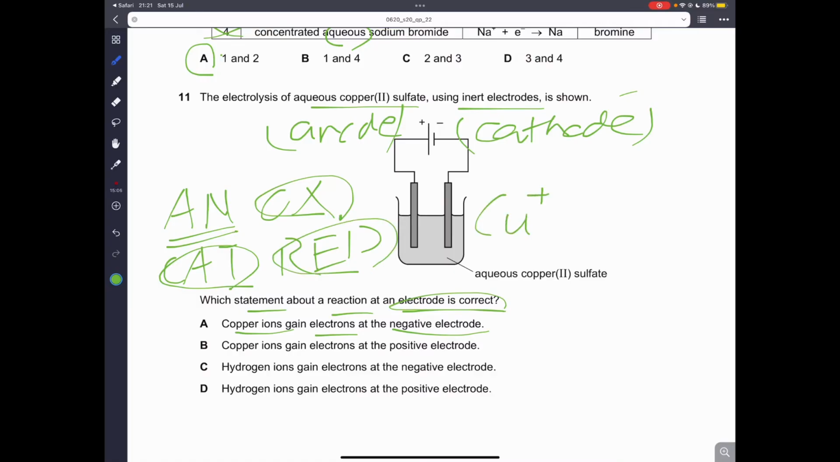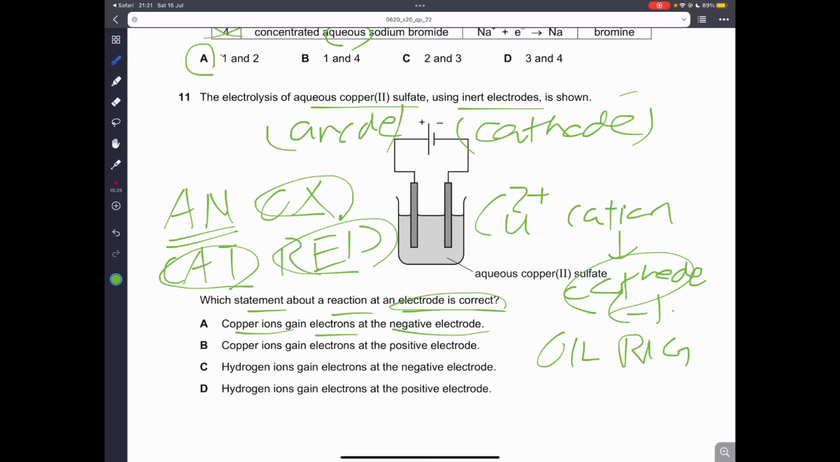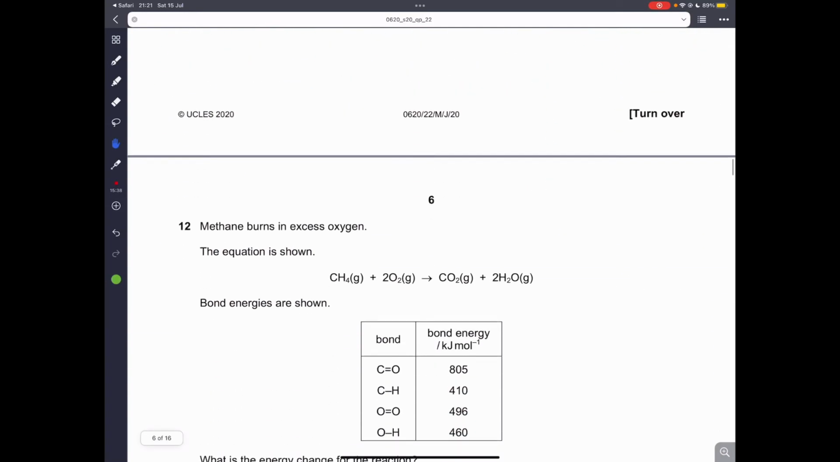And since copper ions are metal ions, it is a cation. And remember, a cation will always go to the cathode, which is the negative electrode. So at the cathode, it is going to be reduced. And remember the acronym OIL RIG. Oxidation is loss of electrons, reduction is gain of electrons. So at the cathode, reduction occurs, therefore the copper ions are going to gain electrons, therefore it is the correct answer.